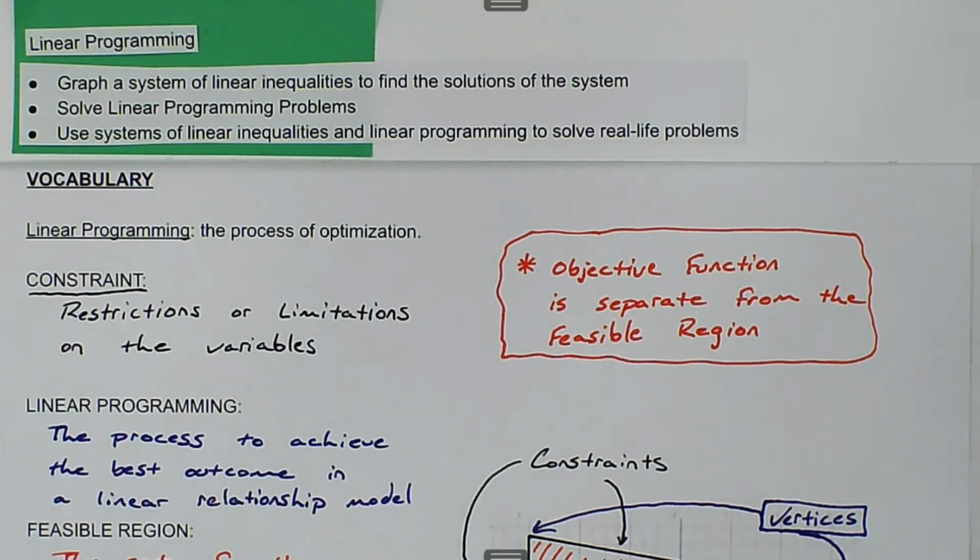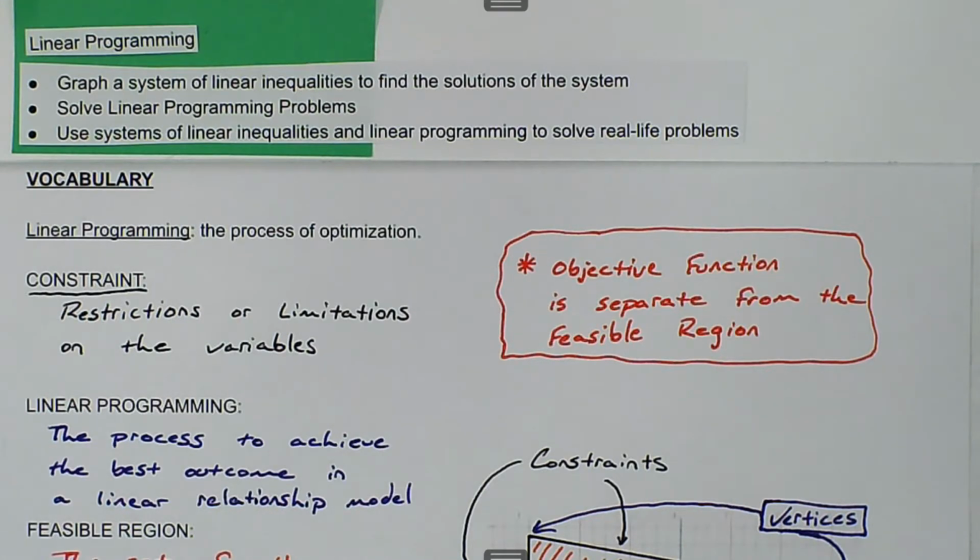Linear programming is graphing a system of linear inequalities to find the solution of a system, solve linear programming problems, and use systems of linear inequalities and linear programming to solve real-life problems.